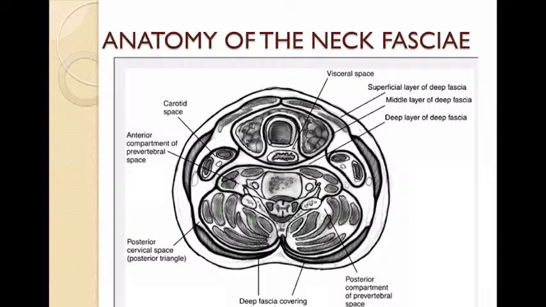And you can see sometimes an infection in one space can easily track to another, unless it's, for example, maybe in the carotid space. But you can see the posterior cervical space is still continuous with the deep layer of the deep cervical fascia, which is posterior to the esophagus or the posterior pharyngeal wall.